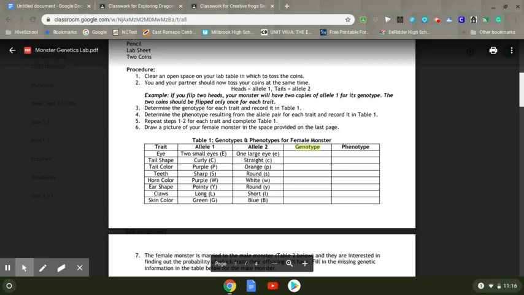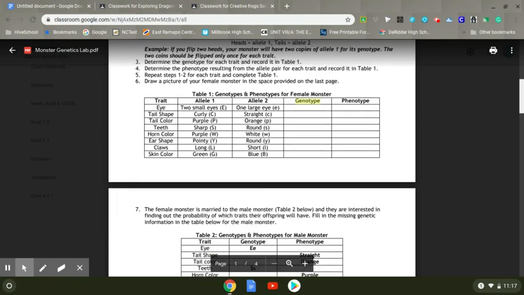If you have big L, or big L, little l, you have long claws. If you have little l, you have short claws. Skin color, if it's big G, you have green skin color. And if it's little b, you have blue skin color. And I'm not sure why they put a big B there, but it should be a little b.